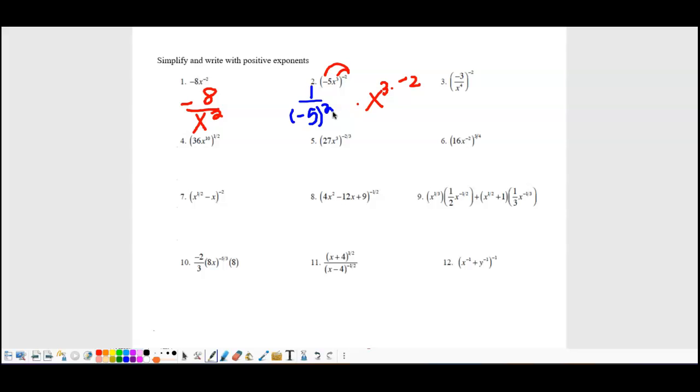Well, now we know -5 times -5 is really just 25. So the power goes away, and I get 1/25. I still have room, that's why I keep erasing them. And then 3 times -2 is -6. So we don't want a negative exponent, so we bring it down to the denominator as a positive. So I get 1 over 25x to the 6th.